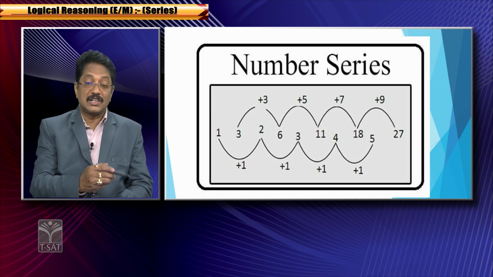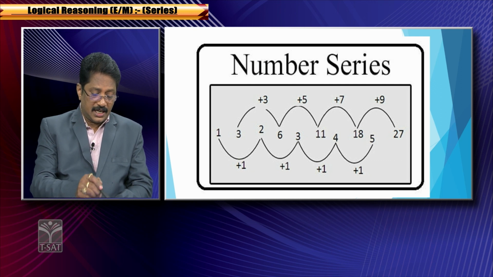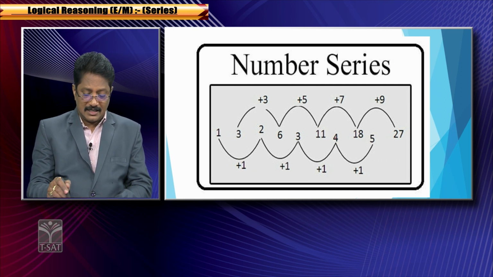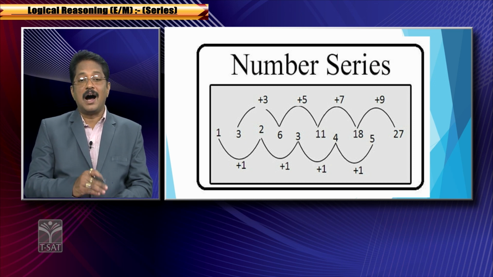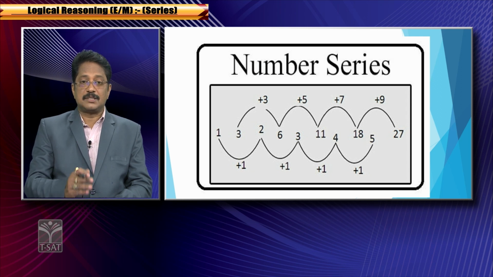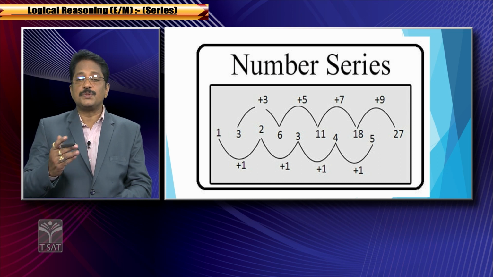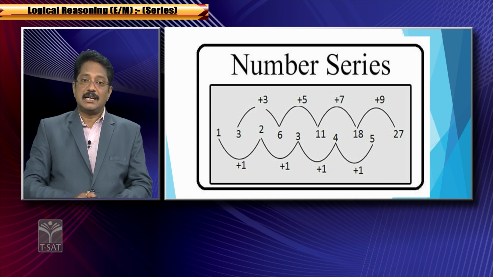Now the second one: 3, 6, 11, 18, 27, increased by odd numbers, means 3 plus 3 is 6, 6 plus 5 is 11, 11 plus 7 is 18, 18 plus 9 is 27. In this manner they are increased. Clear? In number series there are so many kinds of questions. I will discuss all the number series questions, definitely that will help you understand the concept. Now observe it.